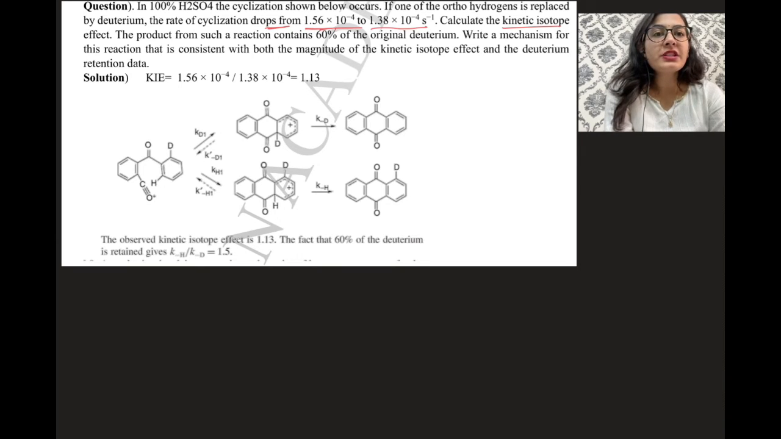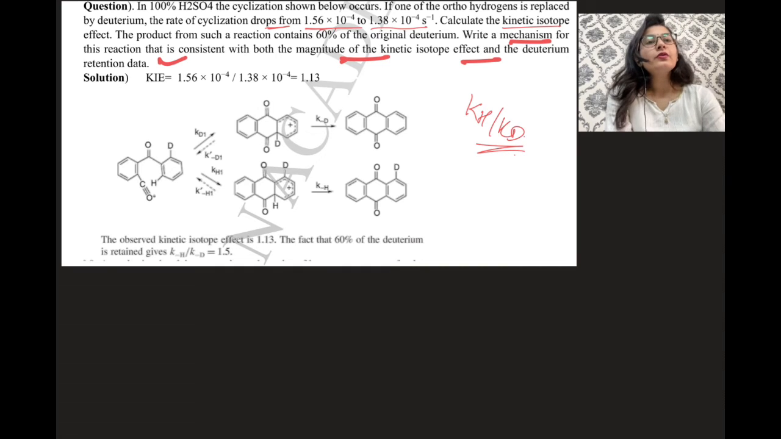The product from such a reaction contains 60% of the original deuterium. Write a mechanism for this reaction that is consistent with both the magnitude of the kinetic isotope effect and the deuterium retention data. So how are we going to deal with this question? Very simple. You only have to calculate KH upon KD. This is going to be your KH, this is going to be your KD. So just find the ratio, which comes out to be 1.13.